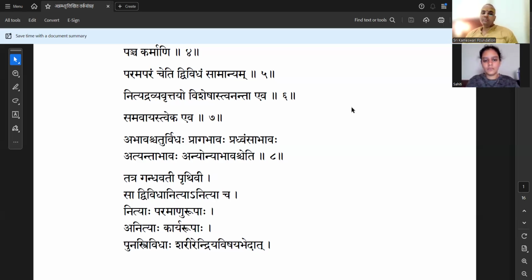Punastrividha. Again, Prithvi can be classified into three: Sharira, Indriya, Vishaya Bhedat. There is a Prithvi Sharira, a Prithvi Indriya, and a Prithvi Vishaya. This is called Parthiva Sharira, Parthiva Indriya, Parthiva Vishaya. Anything related to Prithvi is called Parthiva. So then what is Sharira? What is body? So what is the utility of a body?